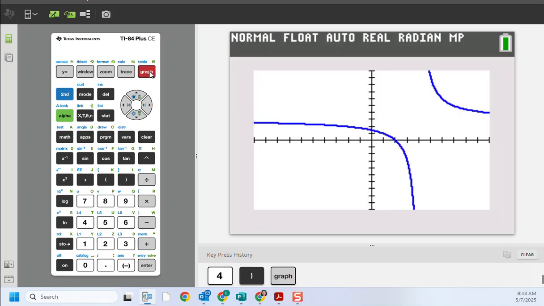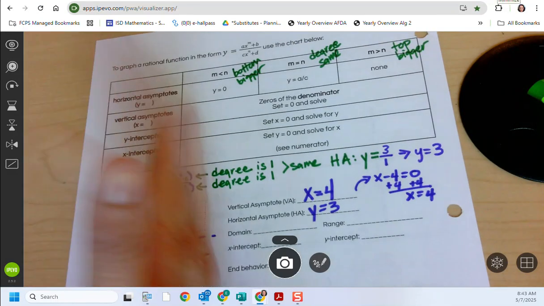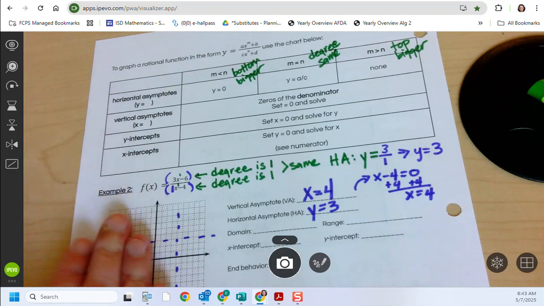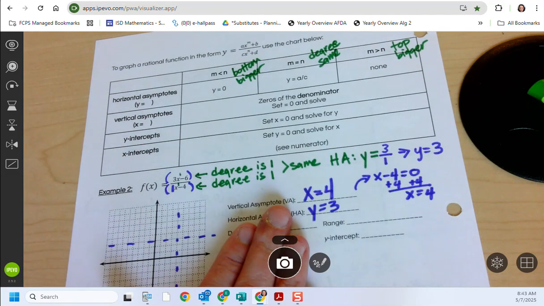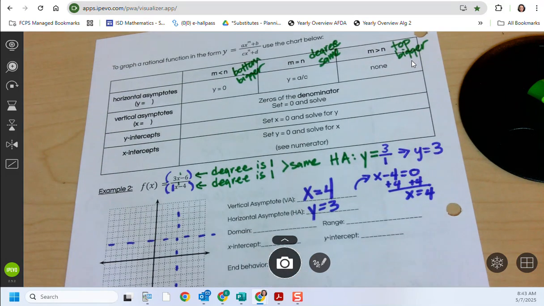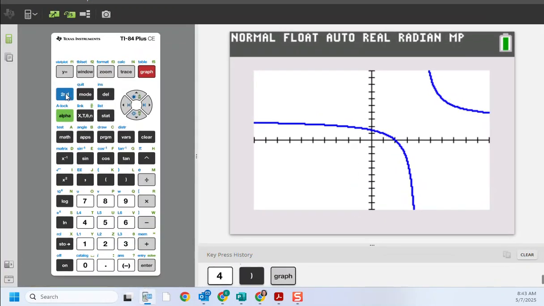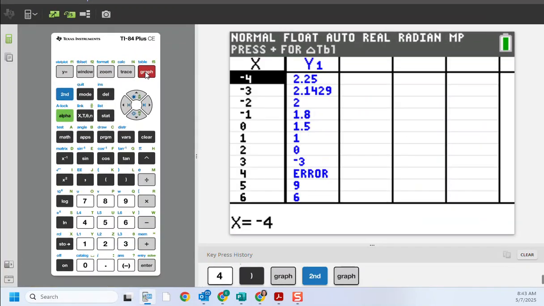All right, so it still has 2 branches. It's just not like a direct transformation of the parent function. We are going to still get points, and what we need are points to the left and the right of the vertical asymptote. So I need to have points before 4, and I need to have points after 4. The first time I did this, I didn't write down my table of values, but I think I'll do it this time. All right, I need points before 4. Notice 4 says error because that's where your asymptote is.